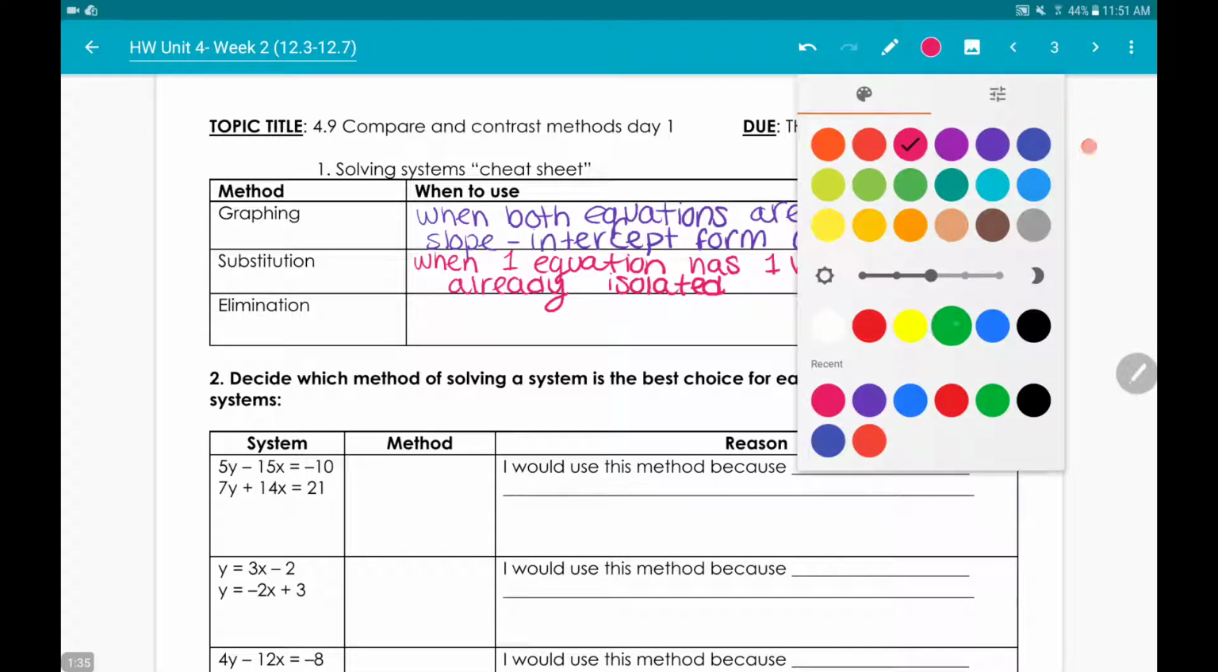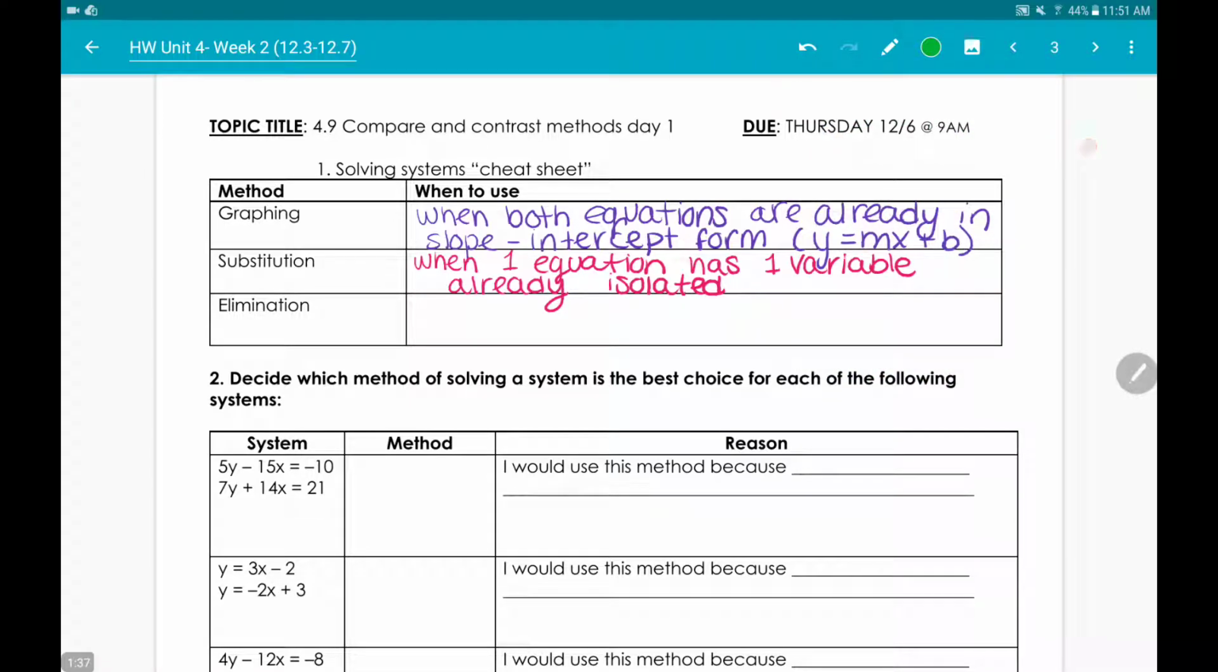And lastly, elimination. I want to use elimination when the like terms are already lined up. Now, I just want to make it clear that I can solve any system any way and I'll get the same answer no matter what, but sometimes it's easier to solve it a certain way. It's not wrong if you don't solve it that way, but it just makes our lives a little bit easier.